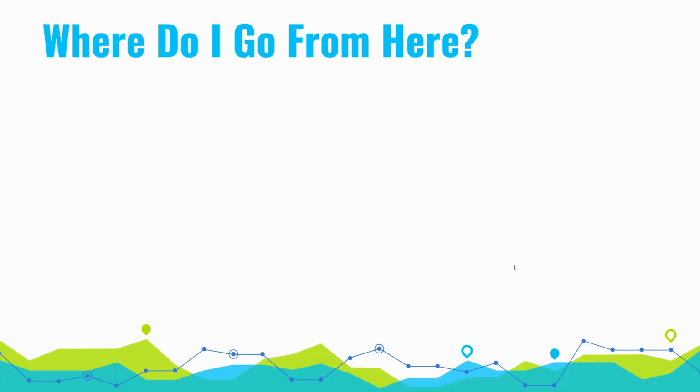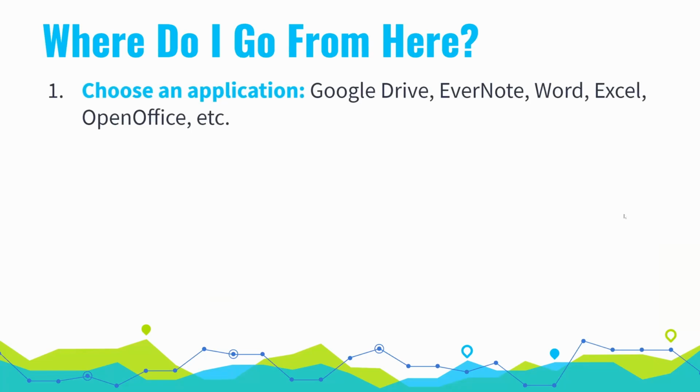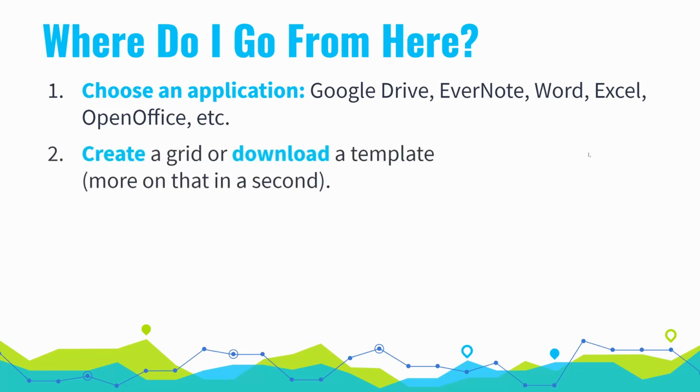But if you do feel that you'd like to try the timeline grid, where do you go from here? Well, the first thing I would do is to choose an application. Where do you want to work? I have kept mine in Google Drive. I have a dear friend who keeps everything in Evernote. She loves Evernote. You may prefer to use some other application. It honestly doesn't matter. Any application that will let you create some kind of a table or grid can be used for the timeline grid. When you've decided where you want to work, then the next step is either to create the grid manually, or you can download a template, and we'll give you a link on that in just a second.